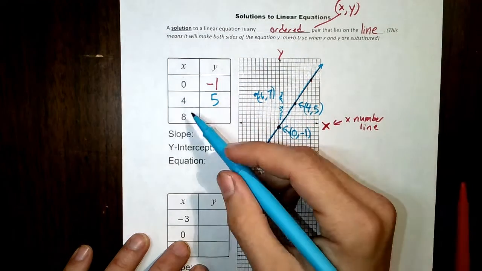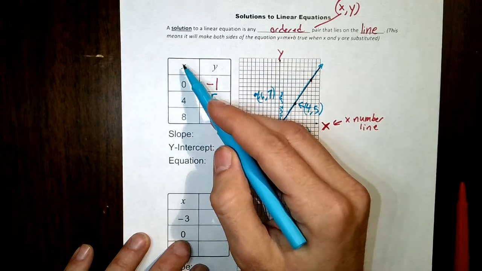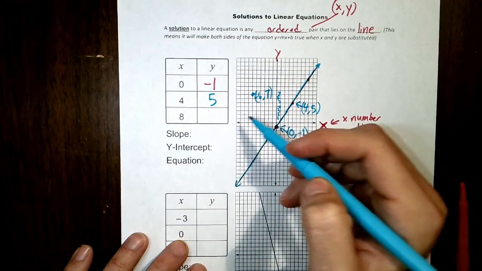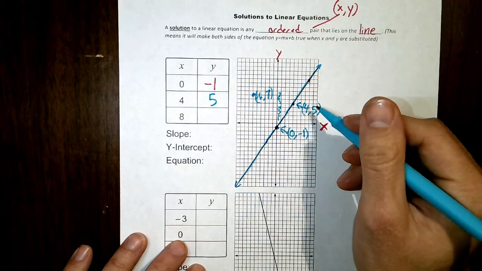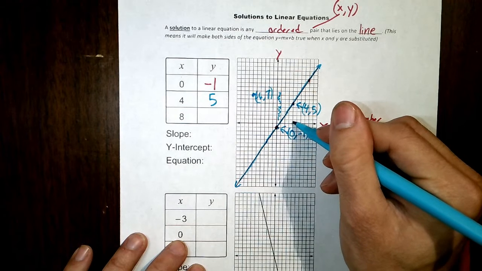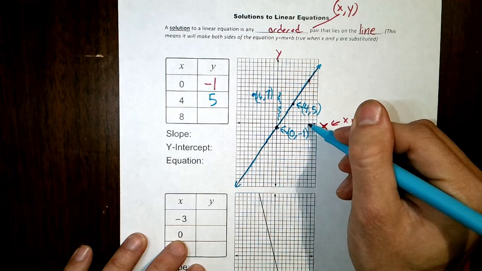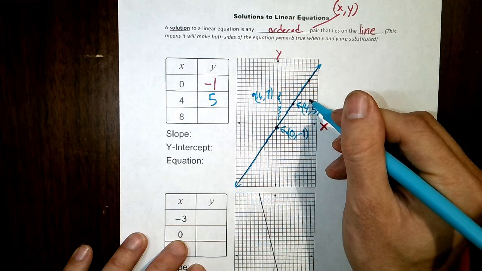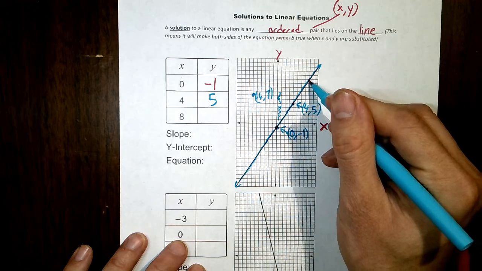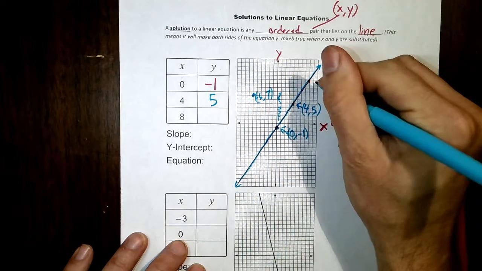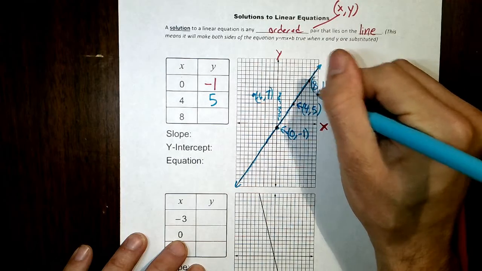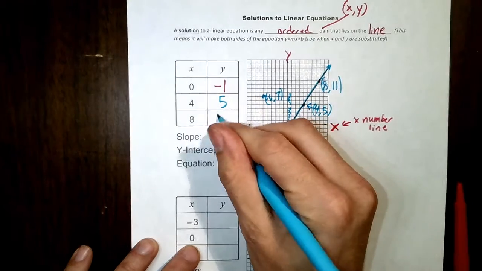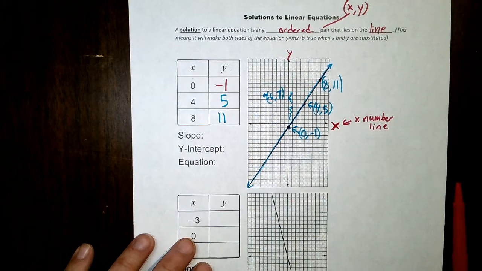And then our last one, when x is 8. See how these are our x values. It's saying when x is 8, what is our output? What is our y value? Well, we go to where x is 8, which is 1, 2, 3, 4, 5, 6, 7, 8, and we go up 1, 2, 3, 4, 5, 6, 7, 8, 9, 10, 11. So it's 8, 11. Any questions? That's how we fill out our table.